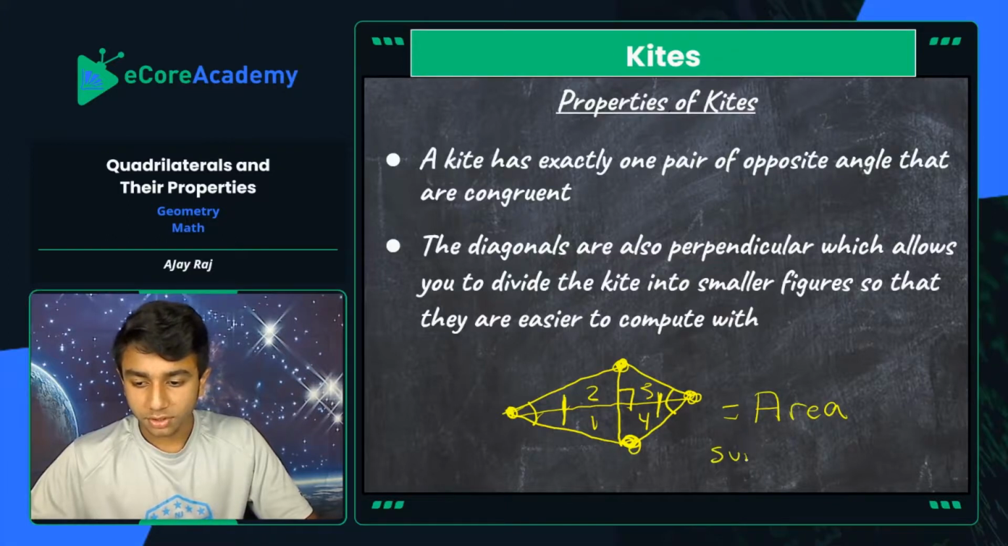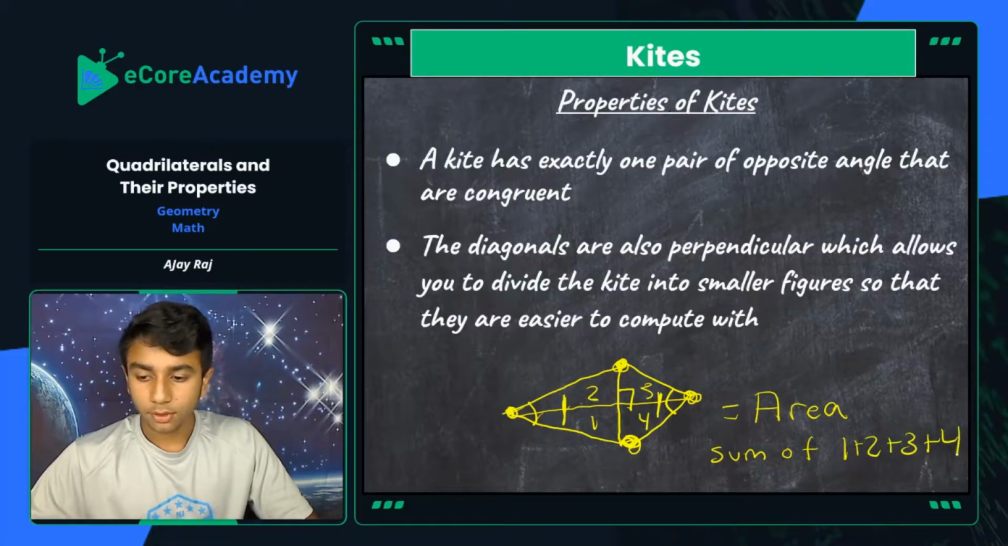Sum of 1, 2, 3, and 4. The 4 different triangles.